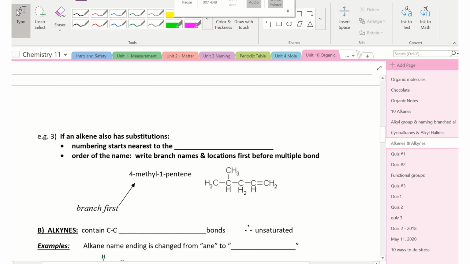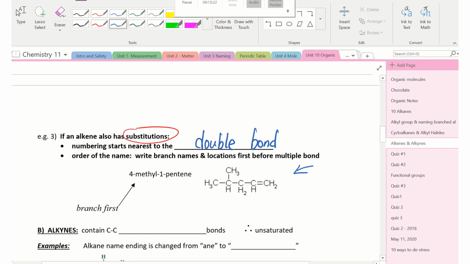So what if the alkene has substitutions? Substitutions means like side groups, side chains, okay? And the rule is numbering starts nearest to the double bond. So we always want to give the priority to the double bonds. We want to give the double bond the lowest numbers. Okay, so take a look at this molecule down on the bottom.